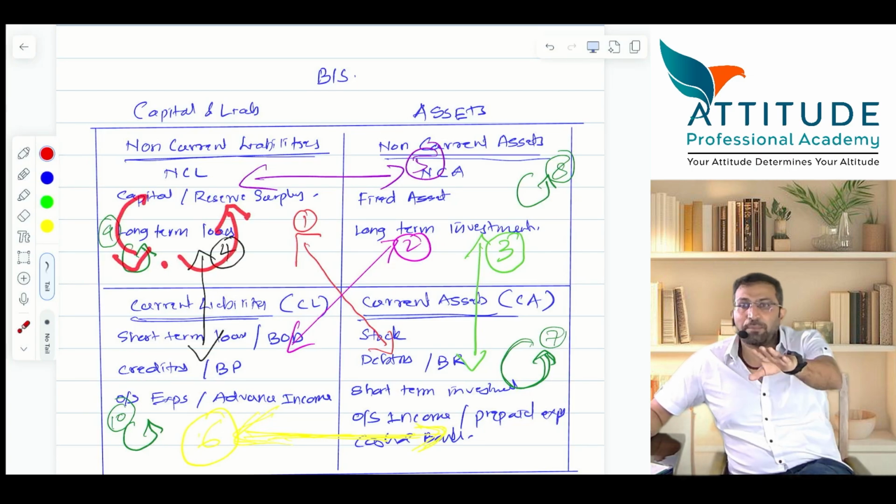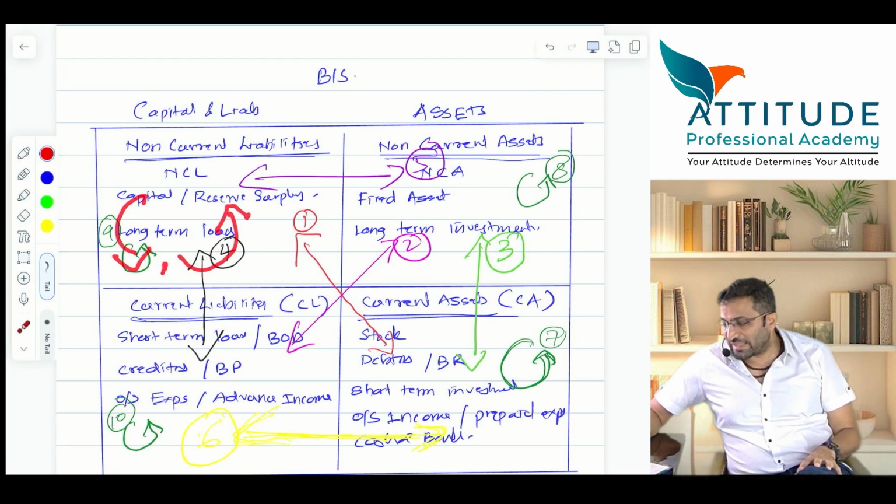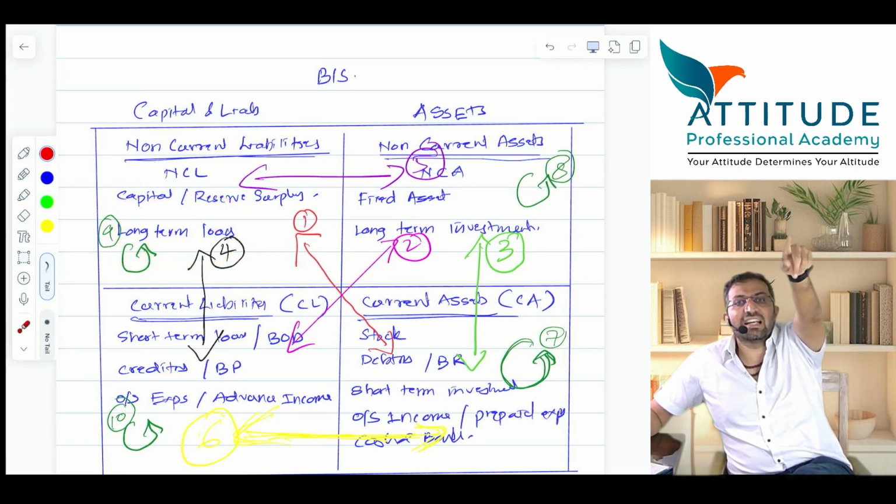Or capital getting converted into what? Long term loans. Let us say a partner retires and he says, no, don't pay me the money right now, pay me within a period of how many years? 5 years. So partner ka capital account is getting converted into what? Long term loans. Is that clear?